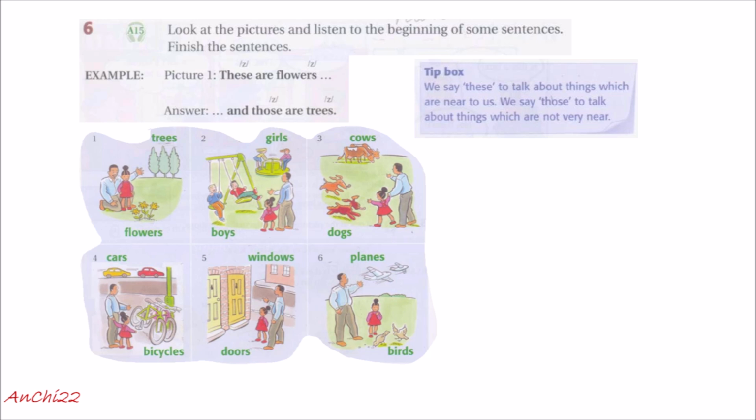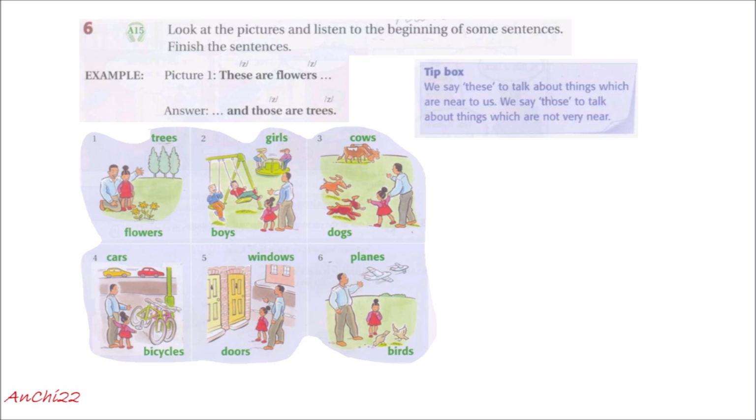6. 1. These are flowers. And those are trees. 2. These are boys. And those are girls. 3. These are dogs. And those are cows. 4. These are bicycles. And those are cars.